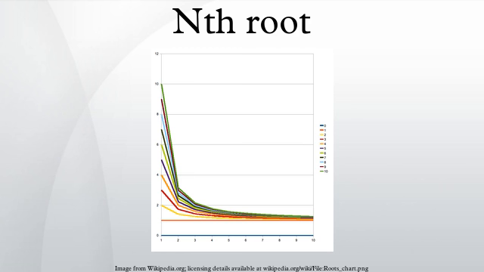Simplified form of a radical expression. A radical expression is said to be in simplified form if there is no factor of the radicand that can be written as a power greater than or equal to the index, there are no fractions under the radical sign, and there are no radicals in the denominator.